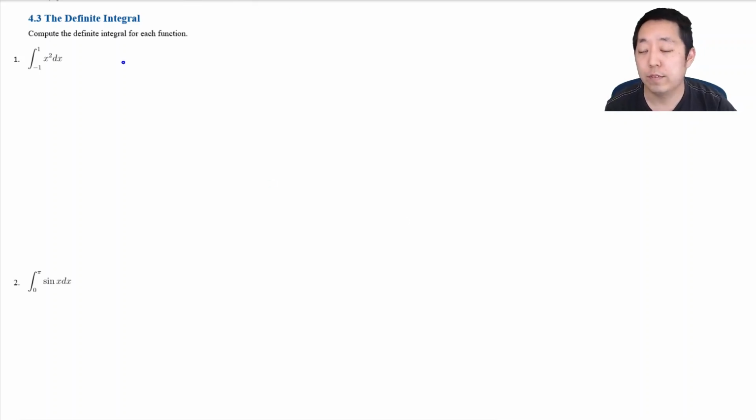So now we're going to look at the definite integral. And the definite integral is pretty straightforward. All you're going to do is find the antiderivative, and then plug in the two endpoints of the values. And that's really the fundamental theorem of calculus.